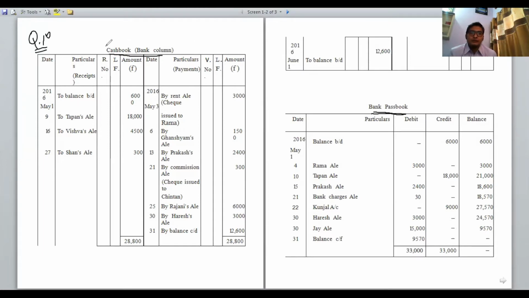From this cash book and passbook, we have to prepare the bank reconciliation statement. There are four steps to complete this sum. Step number one: the debit balance of cash book is equal to the credit balance of passbook.